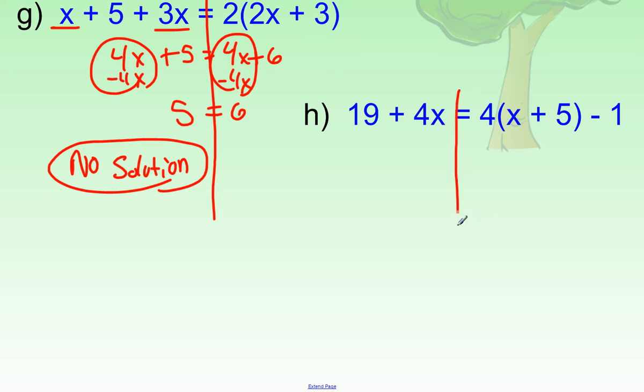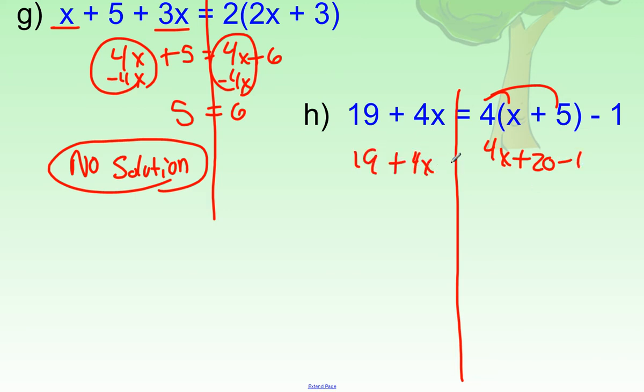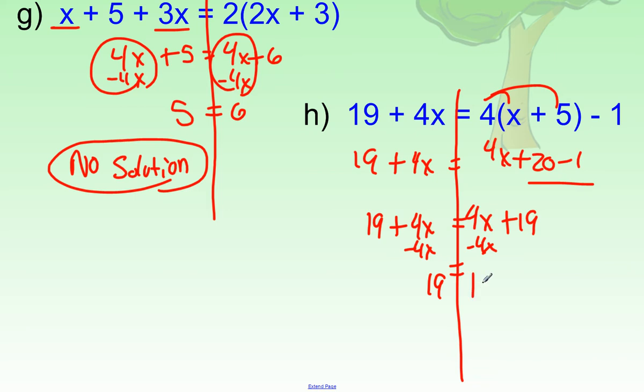Letter H. Nothing on the left. On the right, I can distribute. Give me 4x plus 20. And then I actually have a little bit of simplifying, because I've got this 20 minus 1. I can pretty that up. 20 minus 1 is just 19. And then I would minus 4x, and you have 19 equals 19.